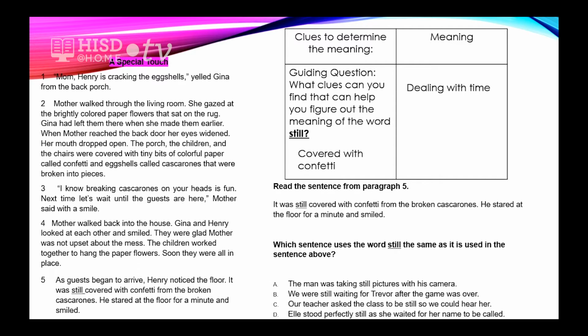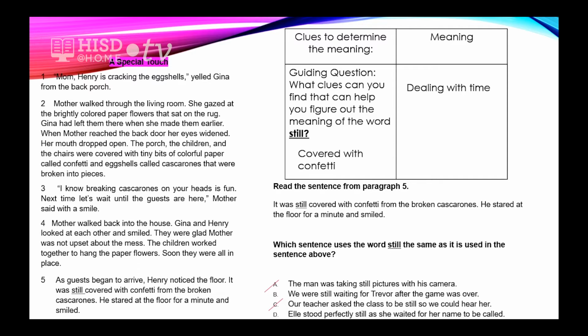So the first one I'm going to eliminate is answer choice C. Our teacher asked the class to be still so we could hear her. So the teacher was asking them not to move. So it's not dealing with time. So C, I'm going to get rid of. The next one I'm going to get rid of is A. The man was taking still pictures with his camera. So the man was taking pictures, still pictures. I'm thinking that that also means not moving. So the images are not moving.